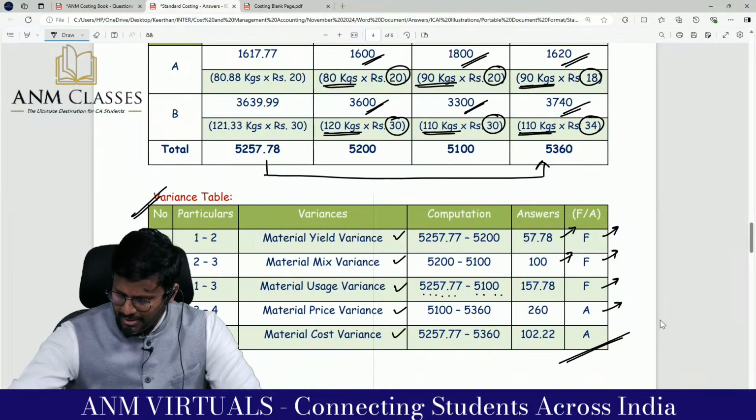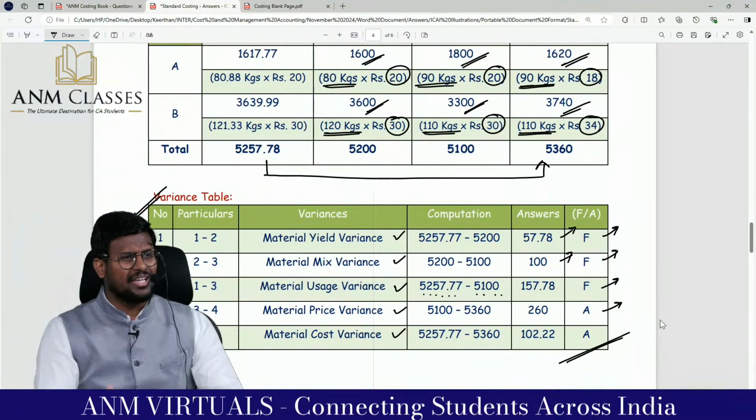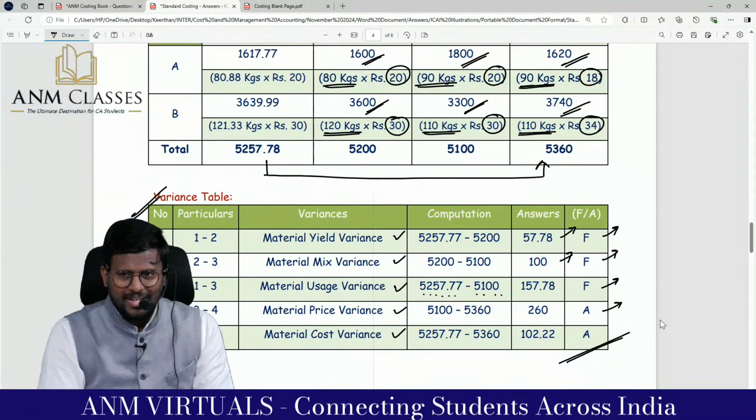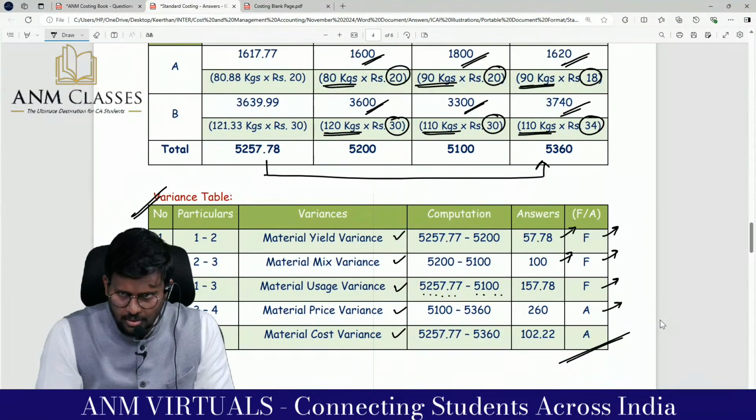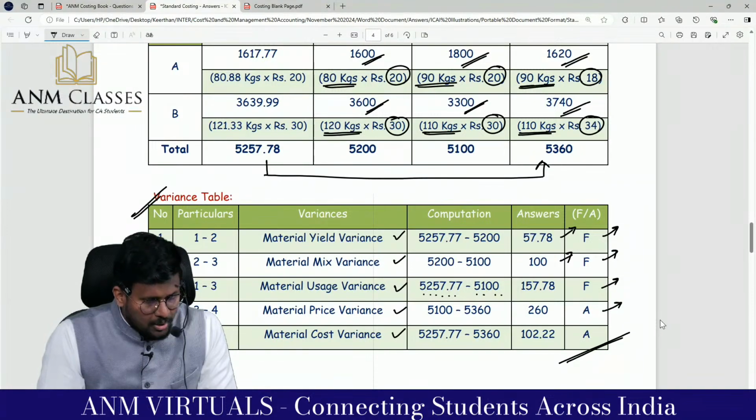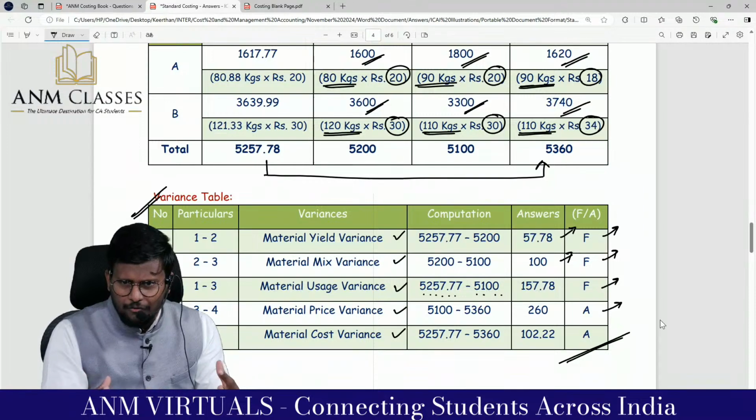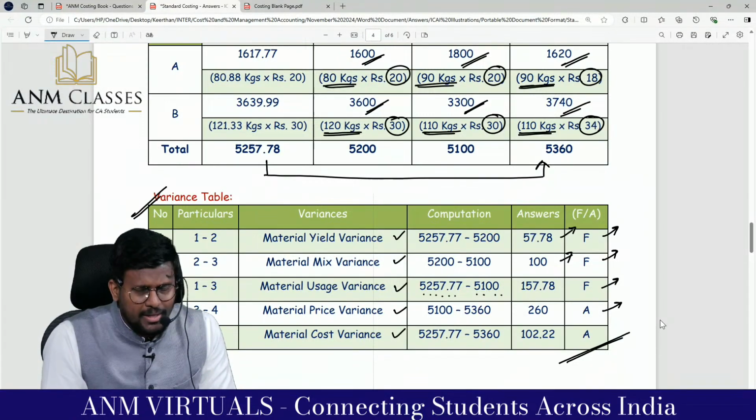That means 1 minus 2 will give us the material yield variance, 2 minus 3 the mix variance, then 1 minus 3, 3 minus 4, and 1 minus 4. I hope that you are very much comfortable with the material variances.